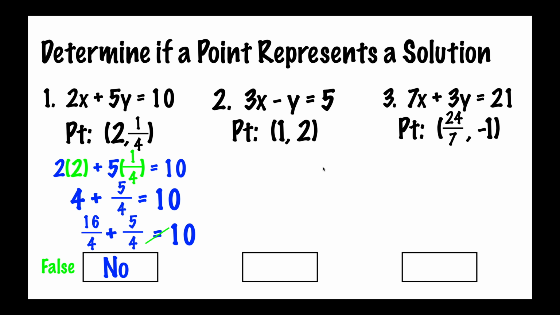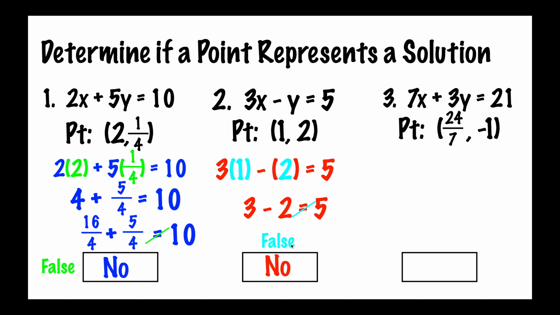Okay, and now we look at number 2, doing the same thing, plugging in 1 for x and 2 for y. We've got 3 times 1 minus 2 is equal to 5. I would encourage you to get in the habit of putting everything in parentheses when you're plugging things in, just because sometimes we can make mistakes with negatives. So from here, 3 times 1 would be 3, minus 2 is what I end up with, equals 5. That is not going to be a true statement because we know 3 minus 2 is going to give us 1. 1 is not equal to 5. So since it's false, again, no, this point does not fall on that line.